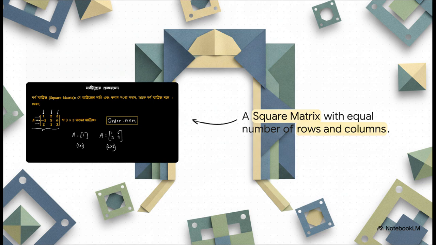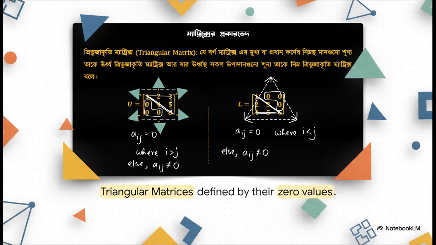The number of rows absolutely must equal the number of columns, an n by n order. Here we're looking at a 3 by 3 matrix, forming a perfect mathematical square. And just so you know, the vast majority of higher-level matrix math totally requires you to be inside this square club. Once you're inside the square club, you might qualify as a triangular matrix.